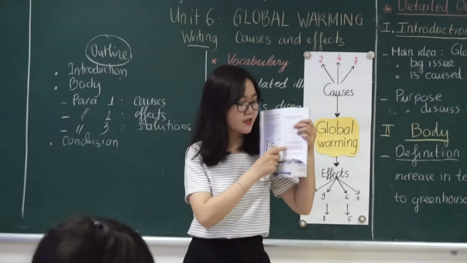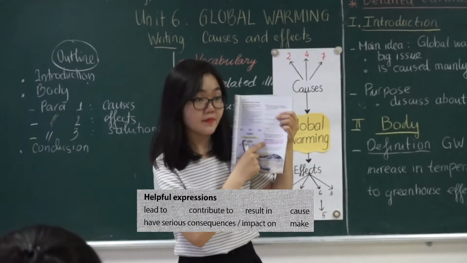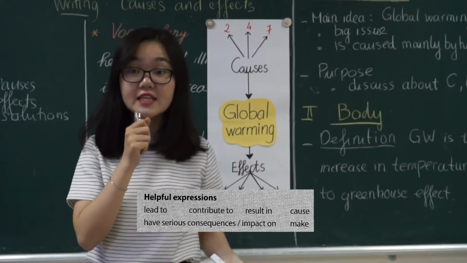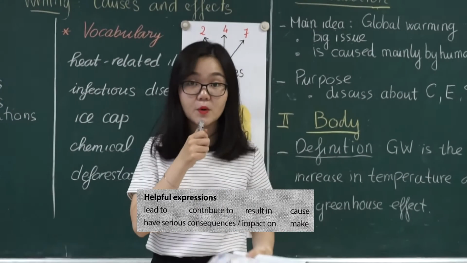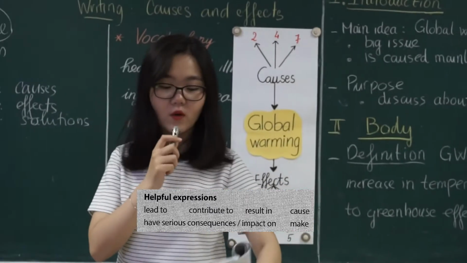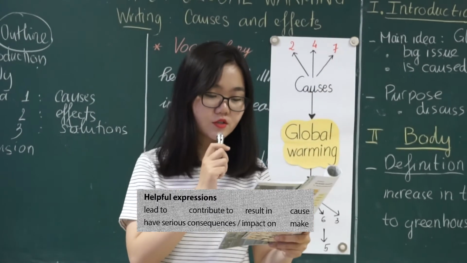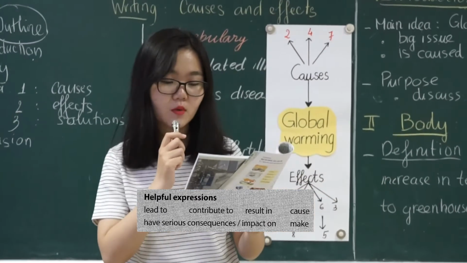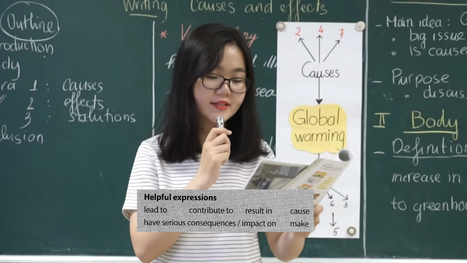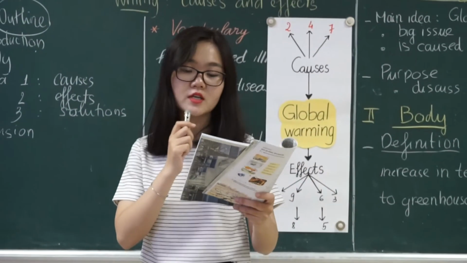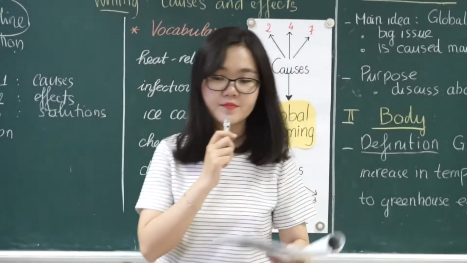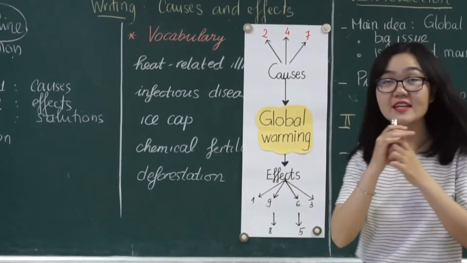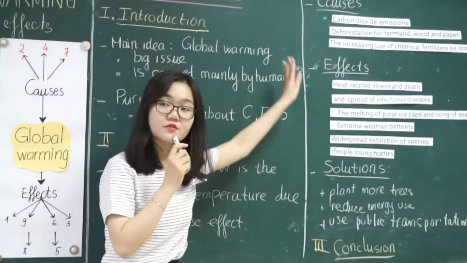Now, can you see the pink box here? This one? Yeah. Here are some helpful expressions that you have to use in this type of essay, and they are very important. So try to read through it once. I will read it for you. Lead to, contribute to, result in, cause, have serious consequences on, or you can say have serious impact on, and make. And remember to use these vocabulary and also these ideas that I have just presented to you.